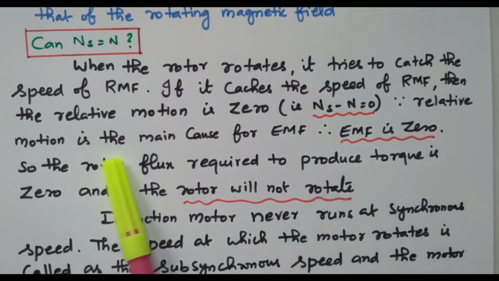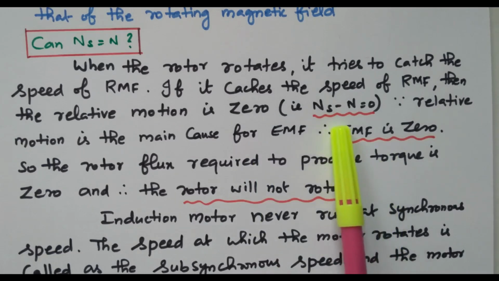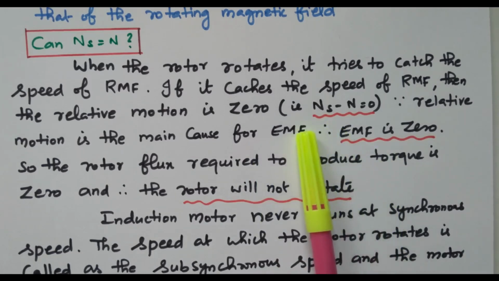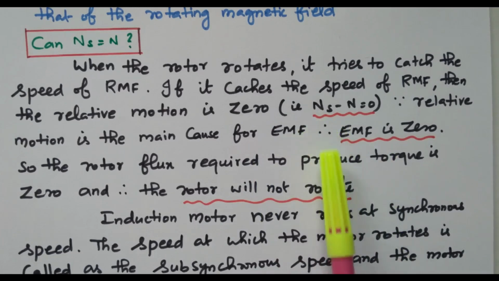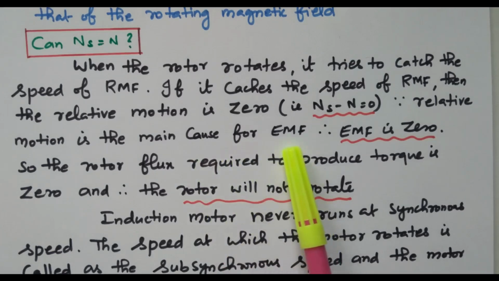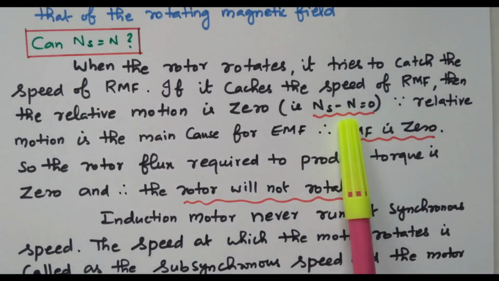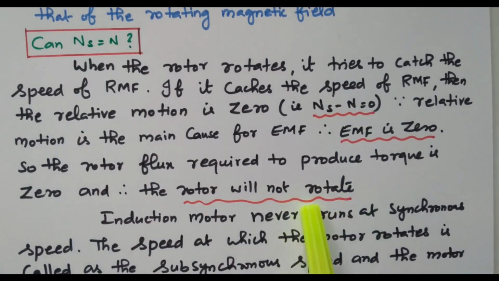Therefore, the relative motion, the main cause for EMF, is also 0, because if both have equal speed, the relative speed is 0. So the rotor flux required to produce torque is also 0. Therefore the rotor will not rotate. If both are equal, what will happen? The relative speed becomes 0, EMF becomes 0, so the torque produced is also 0, and the motor will not rotate.